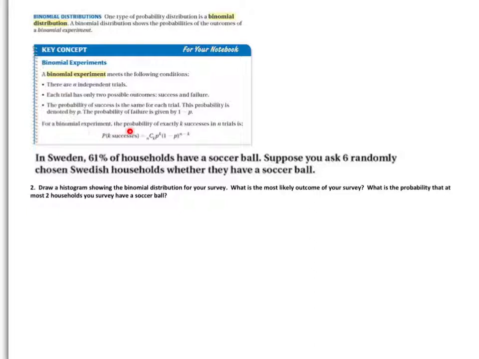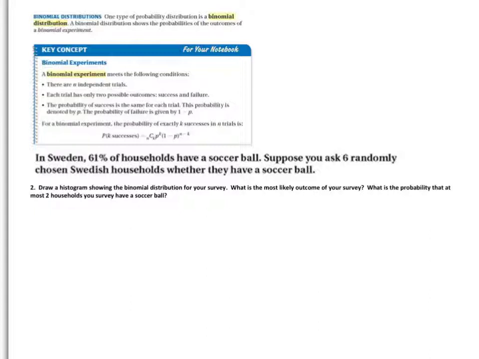For a binomial experiment, the probability of exactly k successes in n trials is P(k successes) equals n choose k, p to the k, (1 minus p) to the n minus k. Okay? So we are going to have to know this equation, and we are going to have to be able to use it.